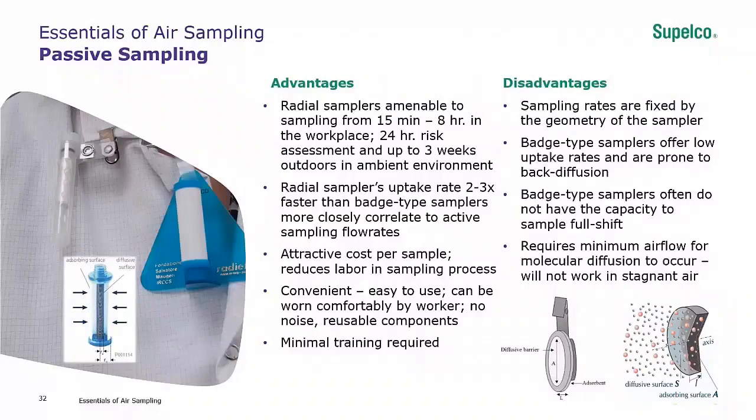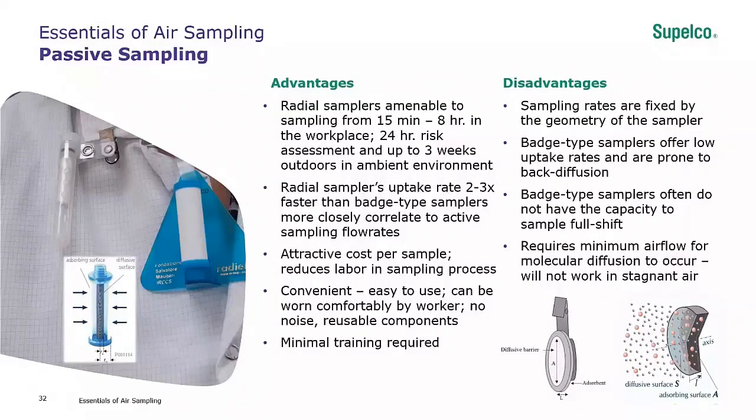They're convenient and easy to use because workers don't mind wearing them. They don't make any noise. The components are reusable and not much training is required. There are disadvantages to using passive sampling in that regardless if the device is axial or radial, the sampling rates are fixed by the geometry of the sampler.